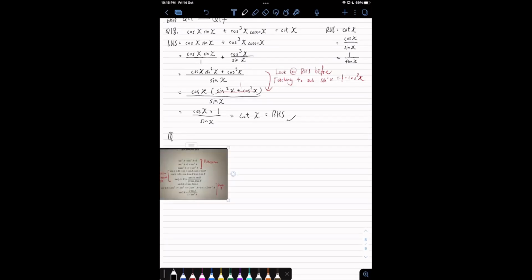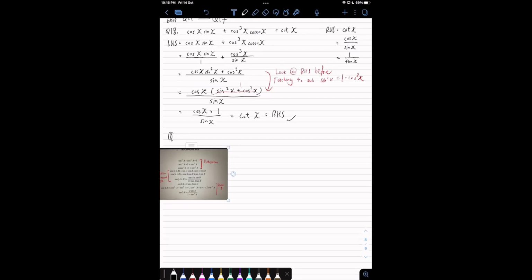Sin A plus B, so sin A cos B plus cos A. Wait, I'm sorry, I'm typing this down. Question 19. I just sent it to you. Okay, yeah, I see question 19. Trigo proof. Let me just make it look nice. I can edit this. Okay, good. Question 19 and question 20, 21 should be fine.